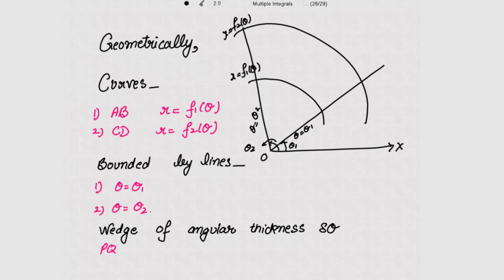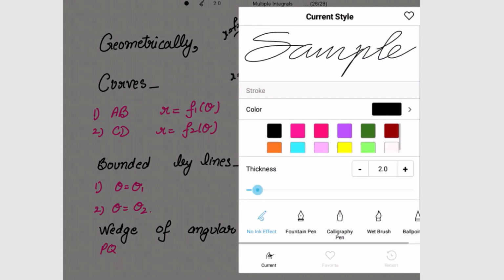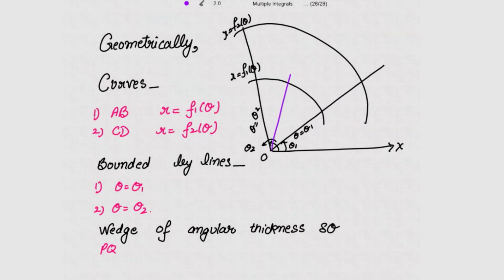And then there is also a wedge of angular thickness delta theta. Let me name this wedge as PQ, and it is having the thickness delta theta, right? Okay, now if we integrate with respect to r, this means what? This means that we are integrating along this wedge PQ, right?